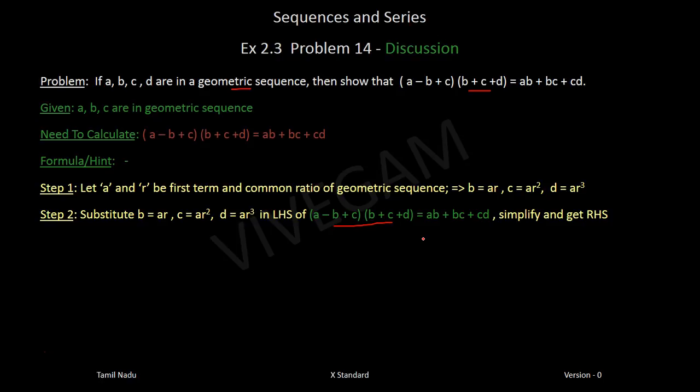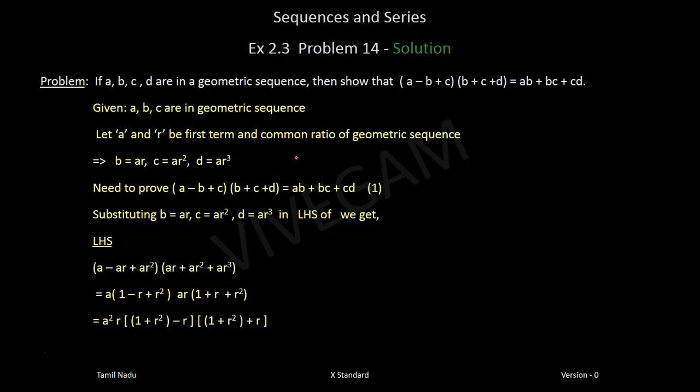So let's do the problem. Let A, B, C, D be in geometric sequence. A and R are the first term and the common ratio. The second term B is AR. The third term C is AR square. D is AR cube, because normally the geometric sequence is in the form of A, AR, AR square, AR cube, AR to the power of 4. It goes on like that when you have A and R as the first term and the common ratio. Okay, so that's what we have done.